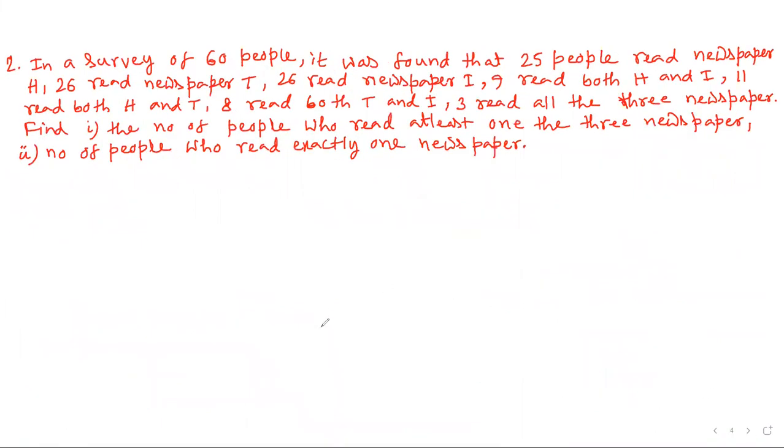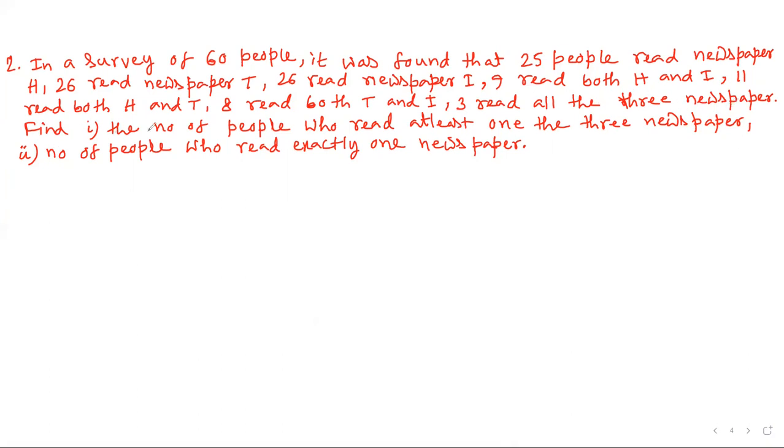Now again I will discuss another word problem by using the Venn diagram. The Venn diagram method is the easiest method. If you use a Venn diagram, you can solve this type of sum easily. Here the question is, in a survey of 60 people, it was found that 25 people read newspaper H, 26 read newspaper T, 26 read newspaper I, 9 read newspaper H and I, 11 read newspaper H and T, 8 read both T and I, 3 read all of the 3 newspapers.